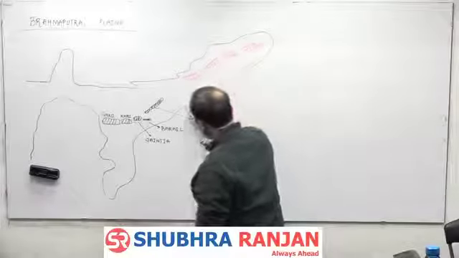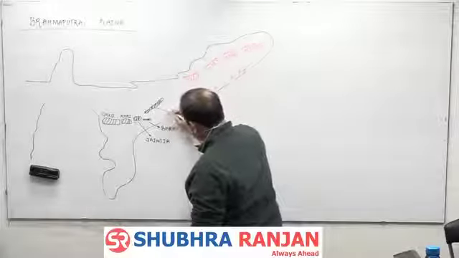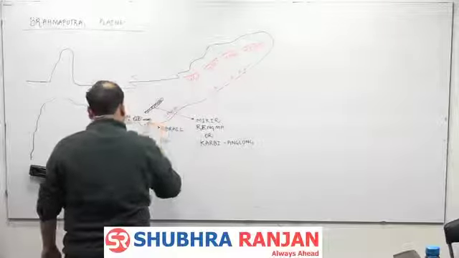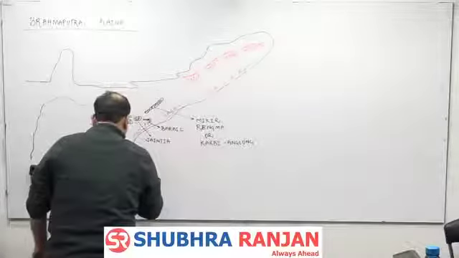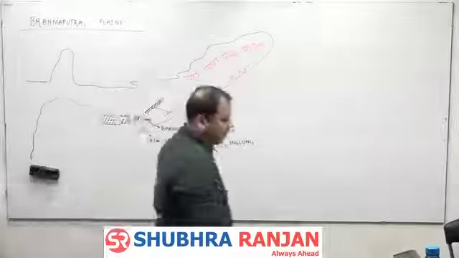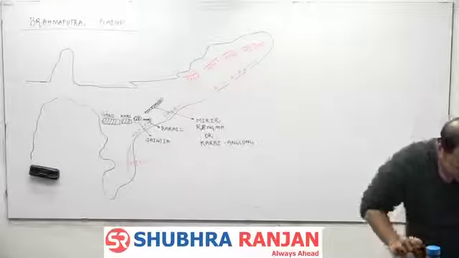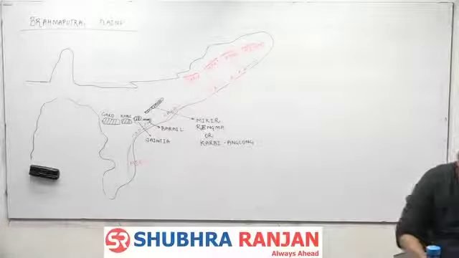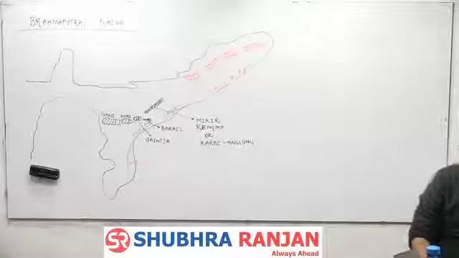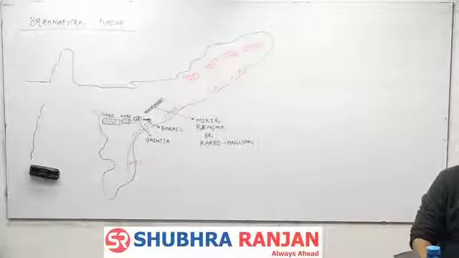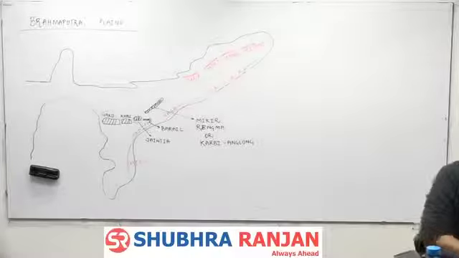This is Purvanchal, फिर नागा, फिर मणिपुर and फिर मिजो. Fine? Can I continue? Can I continue now?